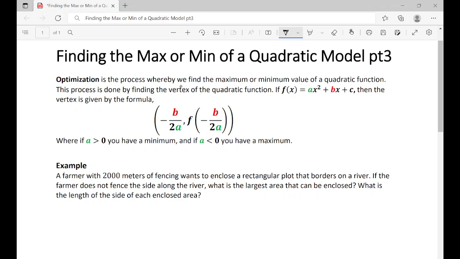Optimization is a process whereby we find the maximum or the minimum value of a quadratic function. This process is done by finding the vertex of the quadratic function. So if f of x equals ax squared plus bx plus c, then the vertex is given by the formula negative b over 2a, comma, f of negative b over 2a. Remember, if a is greater than 0, you have a minimum, and if a is less than 0, you have a maximum.